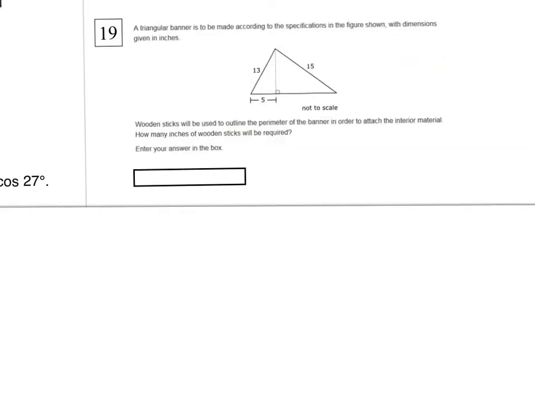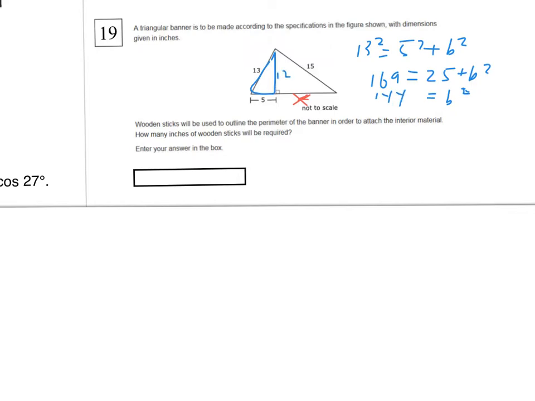All right, next up here we got a triangle, and it says wooden sticks are used to outline the perimeter. So how many inches of wooden stick would be required? So we need to really find this distance right there. It's not going to be our answer to this question, but we need to find it. So I would use Pythagorean theorem first on this triangle over here. And so that would be 13 squared equals 5 squared plus, we'll call it b squared. 169 equals 25 plus b squared. B squared equals 144. So this one is 12.